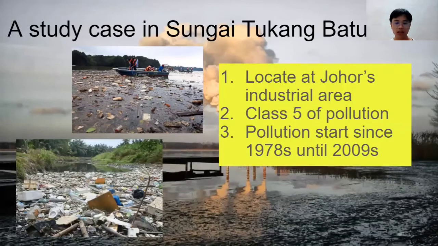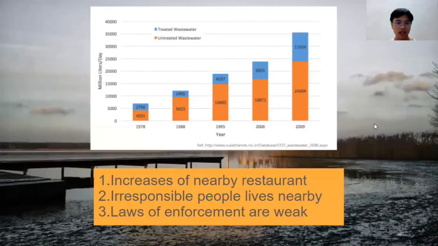Class 5 means the most damaging class in the categorization. And this pollution starts in 1978 until the 1900s century. And here is the table of the data. We can see that the pollution increases every year.